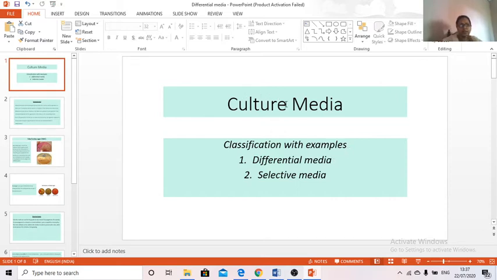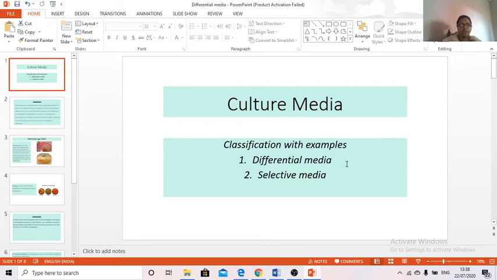Media are also available for different kinds of microorganisms, but we will keep this video confined to bacteriological media. Culture media have certain synthetic components that support the growth of bacteria, and of course they need the optimum temperature for growth. There are different types of culture media, different ways of classifying culture media.